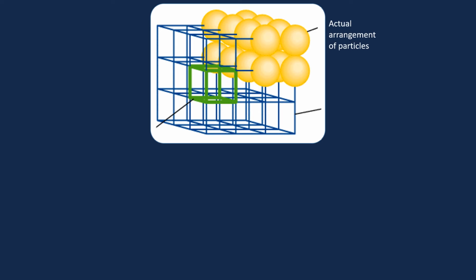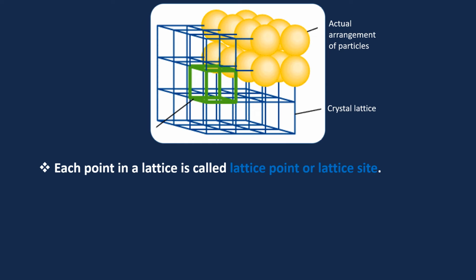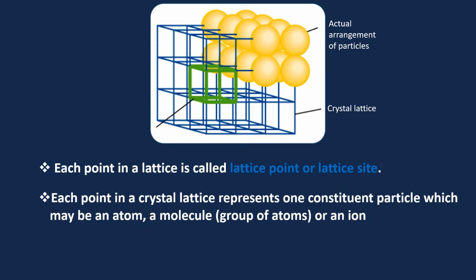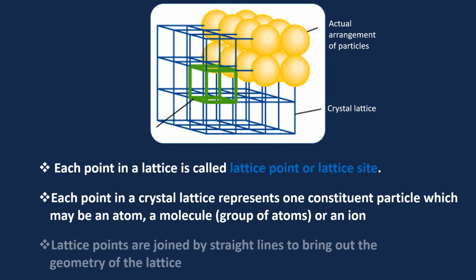Now, this is the actual arrangement we know, and this is the crystal lattice. That is the three-dimensional arrangement. And you just consider a small portion of this that is represented in the green color. And we all know that each point is called lattice sites or lattice points, and each point in a crystal lattice represents one constituent particle. Lattice points are joined by straight lines to bring out the geometry of the lattice.